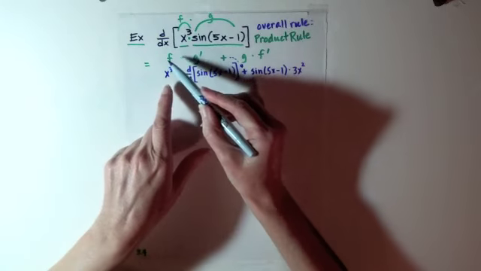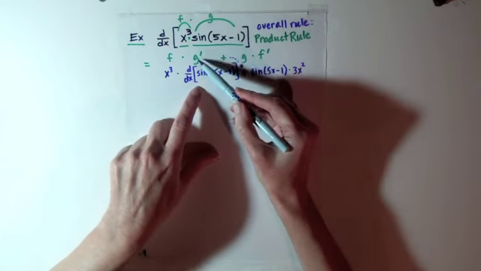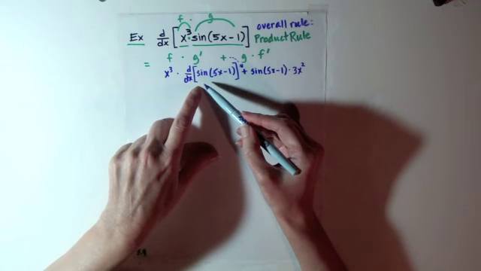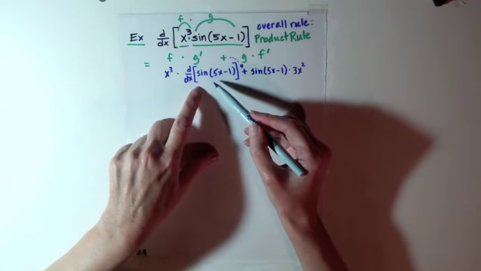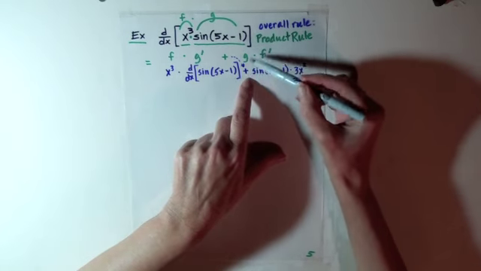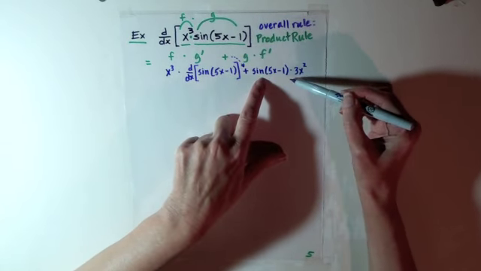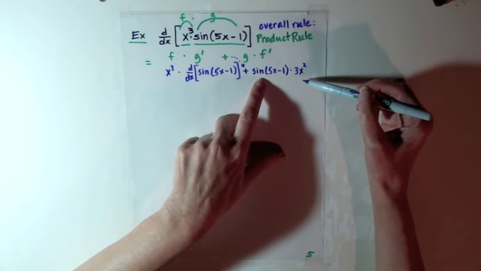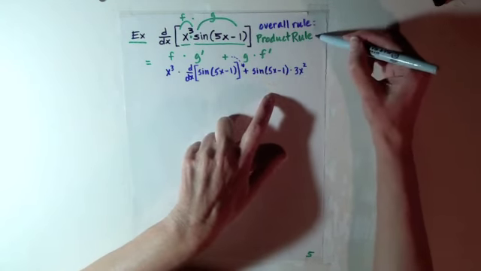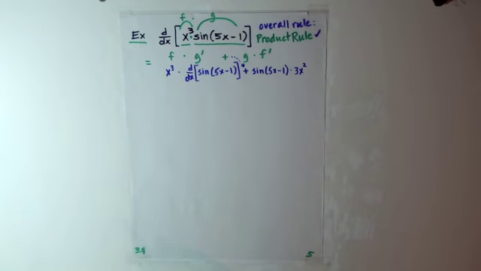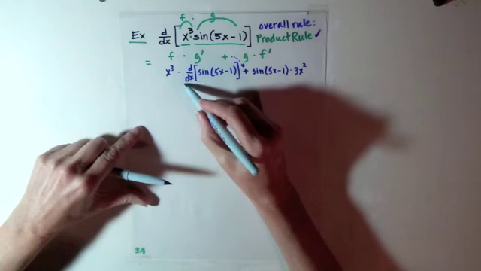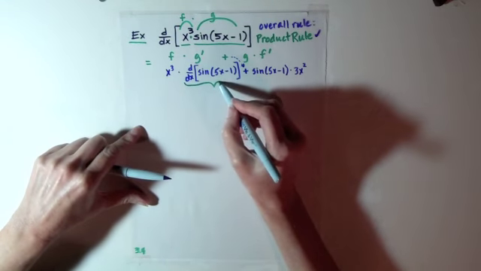So overall we have f times g prime, we haven't figured that out yet, but times the derivative of g, plus g, the second function, times f prime, the derivative of the first function. And now we're done with the product rule. But we're still not done differentiating. And why aren't we done differentiating? Because we still have this derivative left to do.